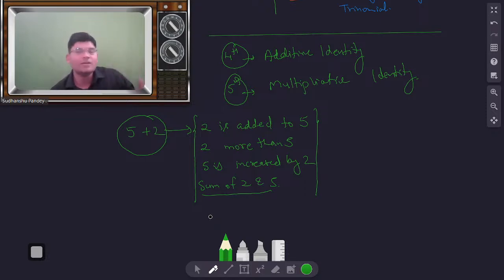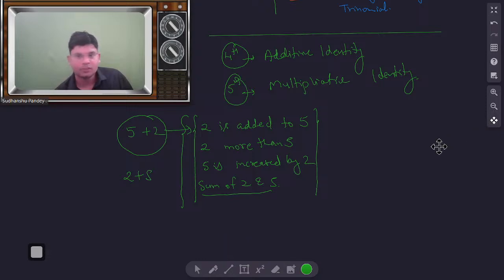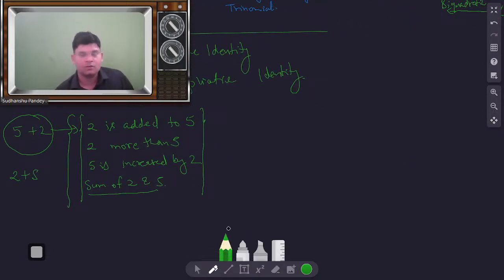If you want to reverse it, you can write 5 is added to 2, 5 more than 2. But that property we already know. That is being done because of the commutative property. 5 plus 2 can also be written as 2 plus 5. So in all those 4 statements you can replace 2 and 5 as well. But in practice, if I want to say it in the most precise and accurate manner, I am going to say 2 is added to 5, 2 more than 5, 5 is increased by 2, sum of 2 and 5. Okay? Okay, sir. Got it. Yes, sir.